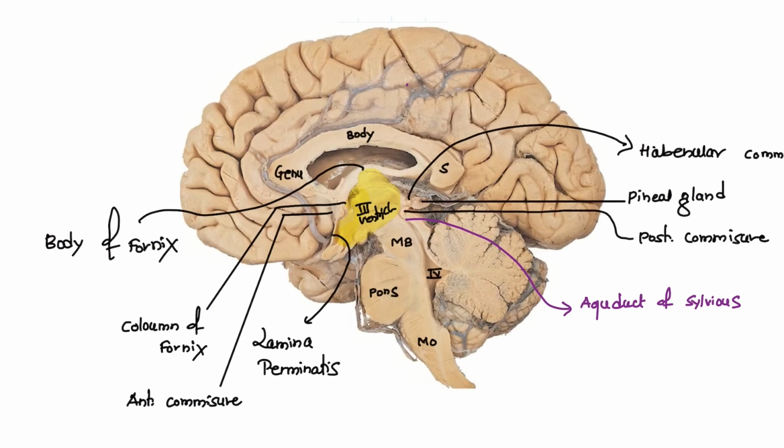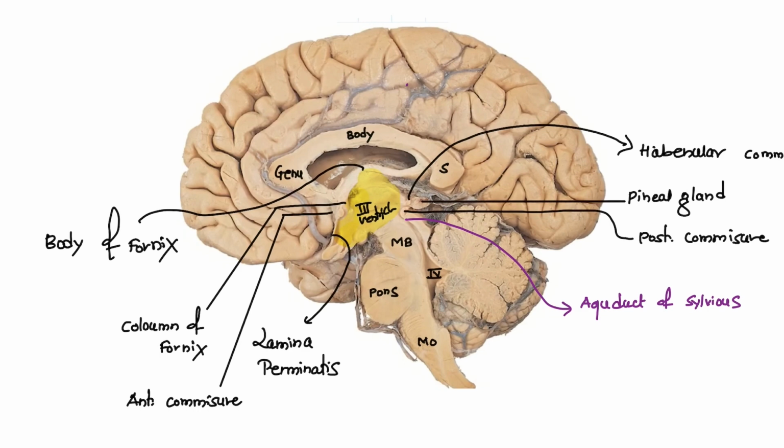Now this is the sagittal section of the brain, and here can you see this is the corpus callosum. You can observe that this is the genu, which is the anterior curved portion. This is the body, that is the midline portion, and this is the splenium. It is the posterior rounded portion of the corpus callosum.